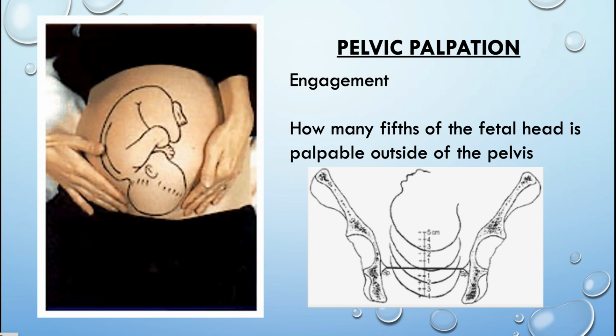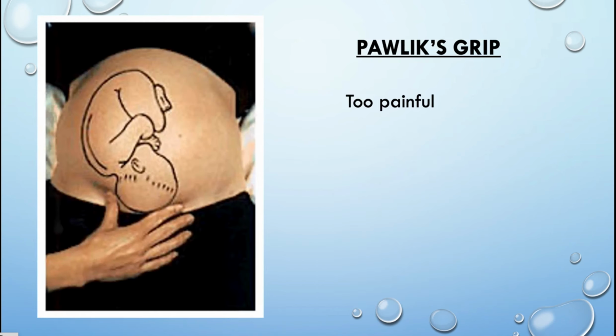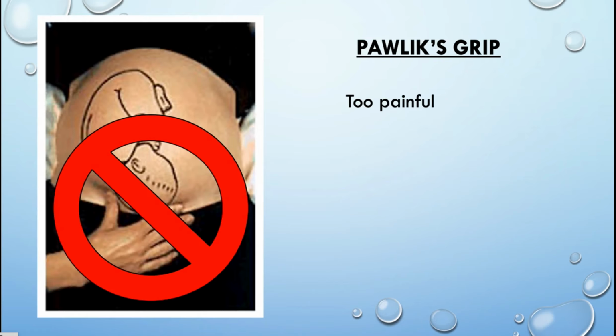One thing you will see when you do eventually get out onto placement is the Pawlick's grip being used. This is way too painful, and this is definitely a no-no. You do not use one hand when you are palpating. Always use 2 hands.